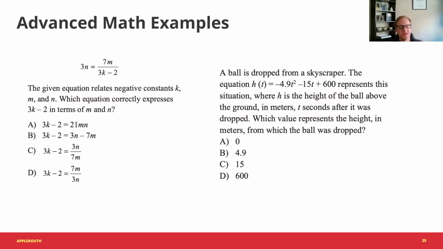Question on the left asks us to isolate 3k minus 2. The trap people fall into is they're like, oh, well, Tal told me Desmos all the time, so I'm just going to put this in Desmos. And that would not be great here. It's so many variables, and you're just matching equations. Here, you just multiply by the denominator, 3k minus 2 on both sides, divide by 3n, and we got our answer as choice D.